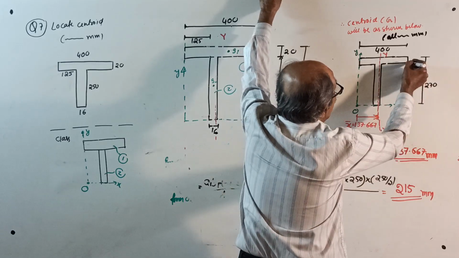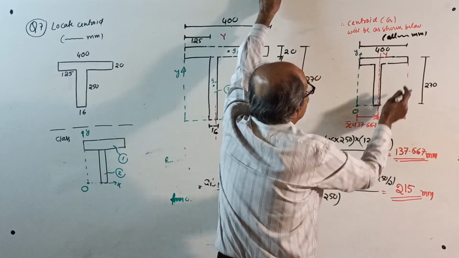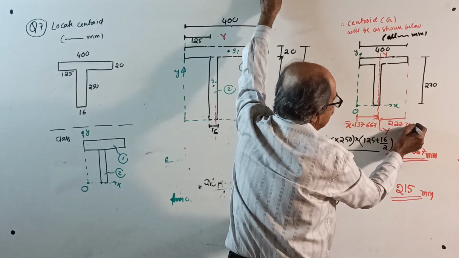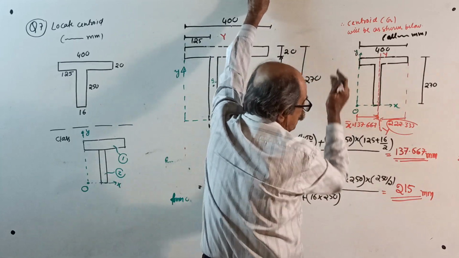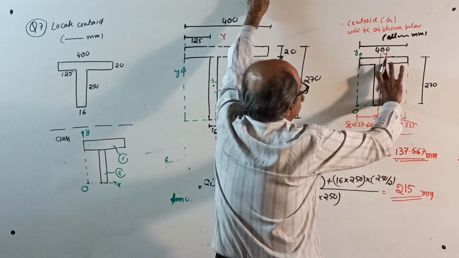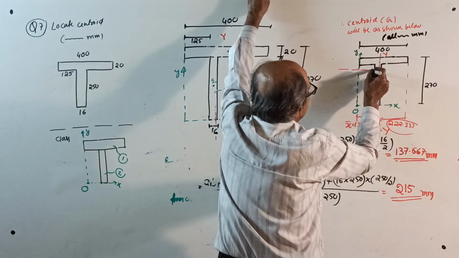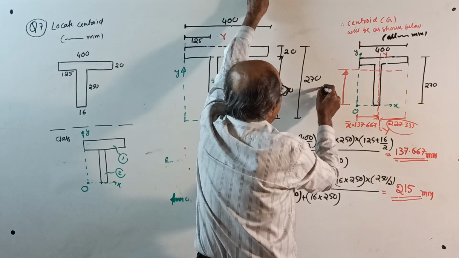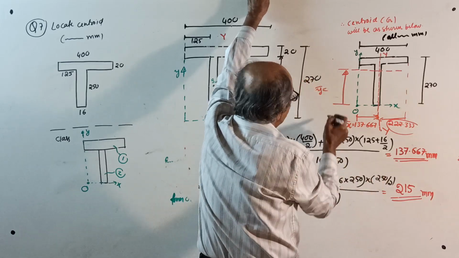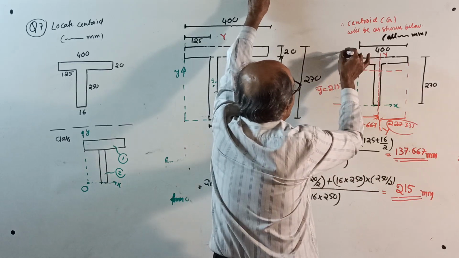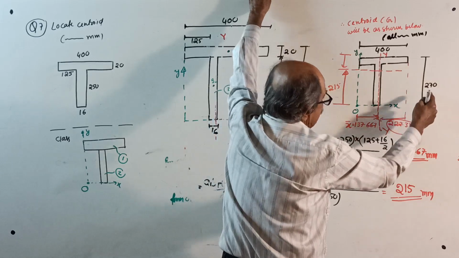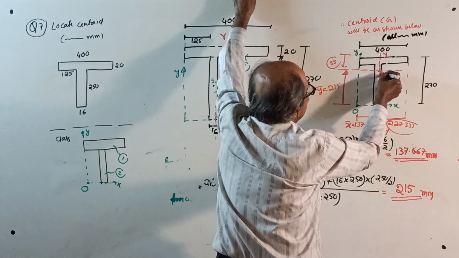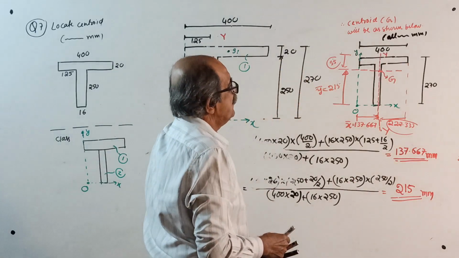137.667 millimeter. If you want from here, you calculate from 400, subtract it, it will come, I calculated 222.333. Same way, from the bottom Y bar, you got 215. See, this is 270, so somewhere here. This is your Y bar out of scale equal to 215. If you want from here, what you do? From 270, subtract it, it will come 55. So this intersection point is centroid G for the given T section.